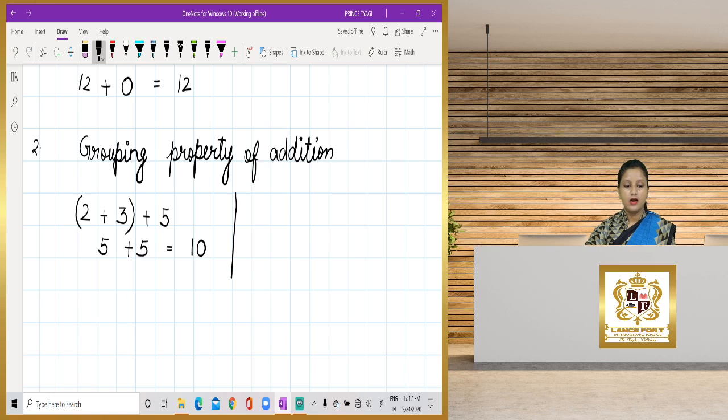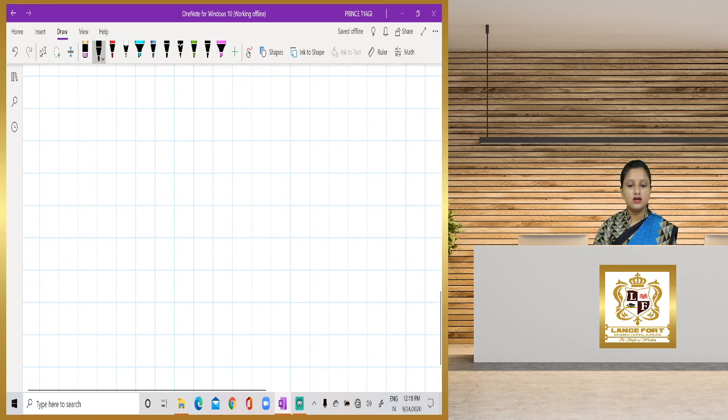Now 2 plus 3 plus 5. In the second case, I am making a pair of 3 and 5. As you can see, 2 will remain the same and 3 plus 5 is 8. Now add 2 plus 8. The answer is 10. So as you can see, in both the cases, we have the sum 10. So grouping property says the answer will remain the same when we pair the numbers in any way.